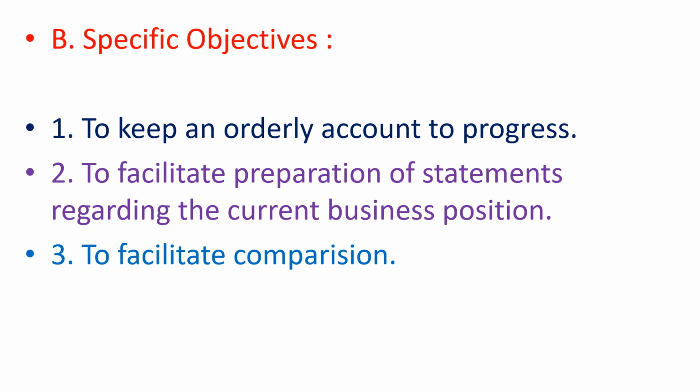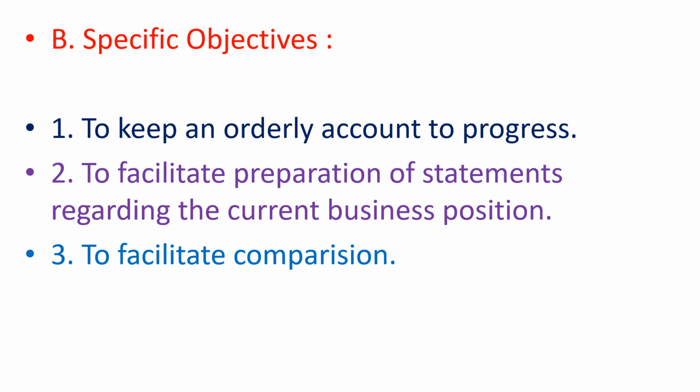Next point is specific objectives. The first is to keep an orderly account of progress. This is the purpose of preparing and preserving the records of business transactions. It is to enable management to know the progress of the business. It is referred to as the historical function of these records.